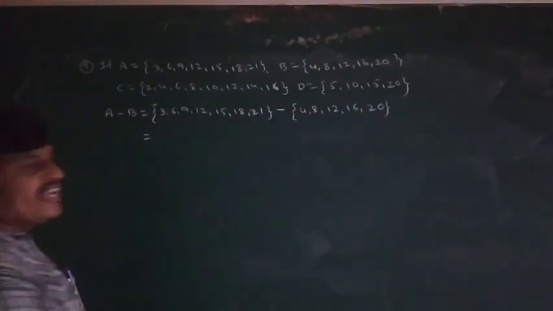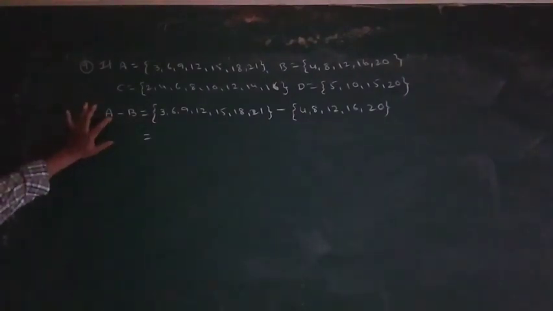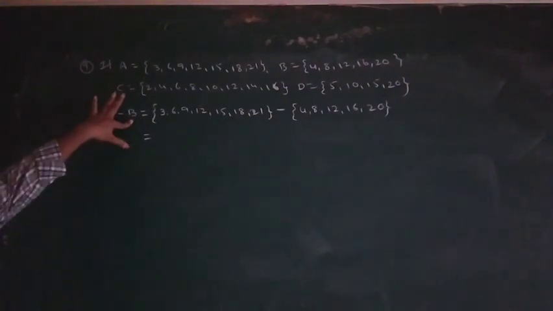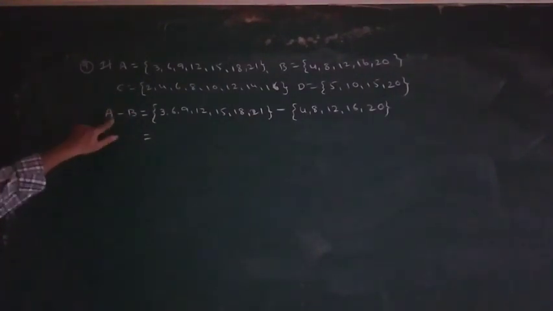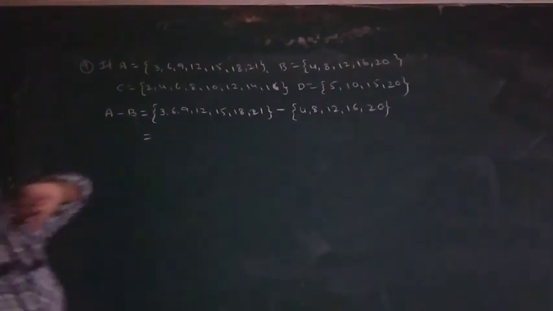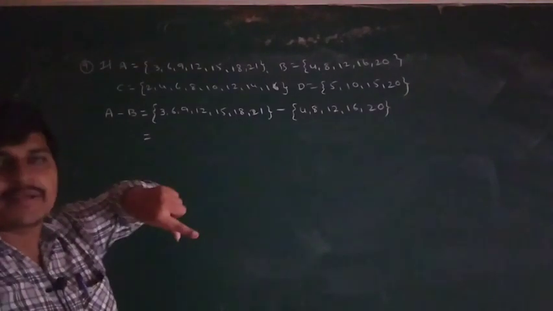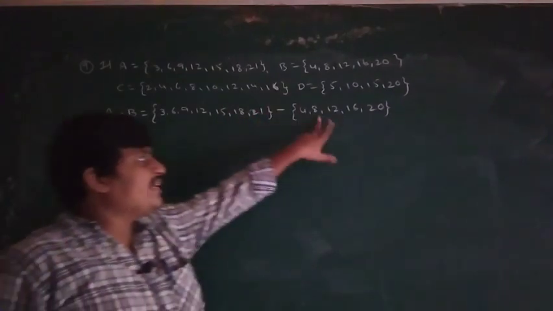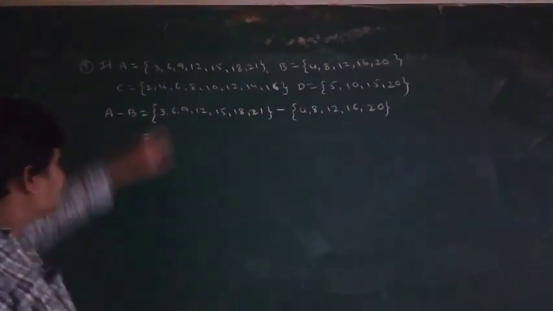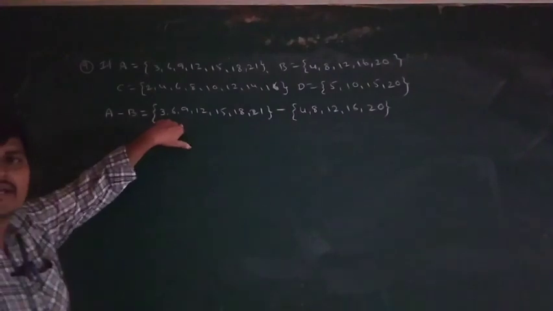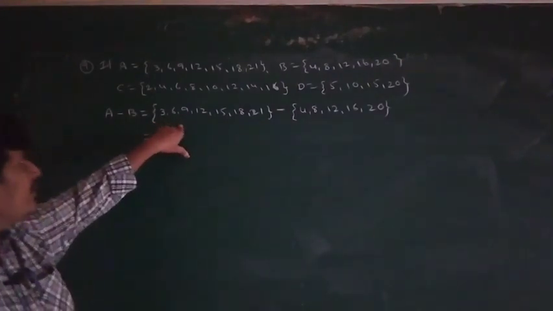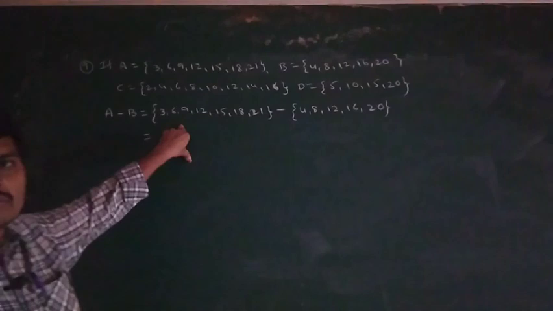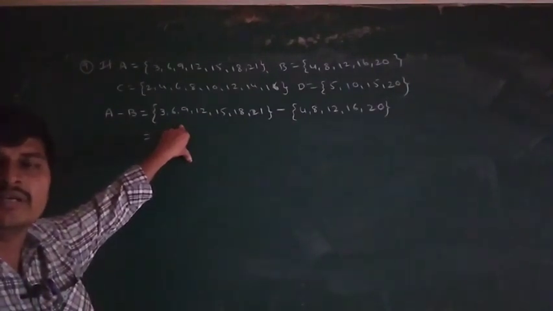What is the meaning of A minus B? Delete, remove B from A. Okay, remove B from A. So the A set has some elements and the B set has some elements. So in the set A, the B elements are removed.